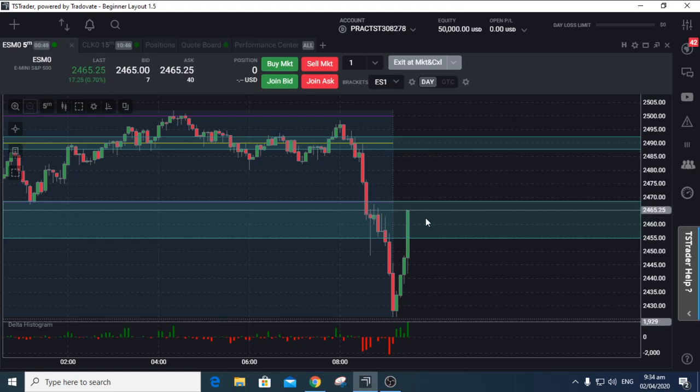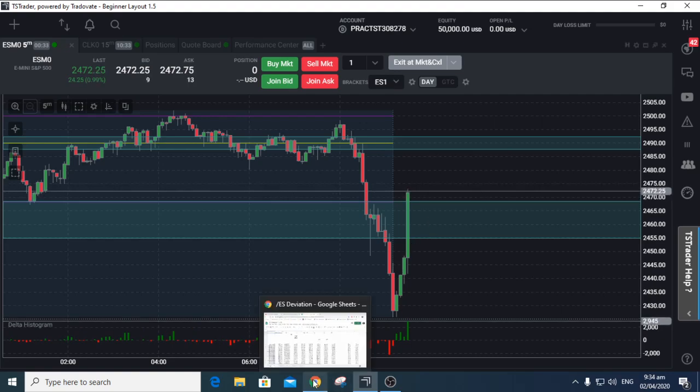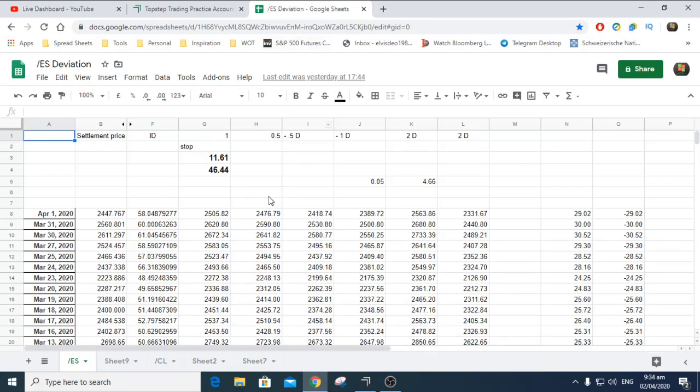So just being patient. I want to see basic movement in the market. I want to make sure that you have your top line up here.